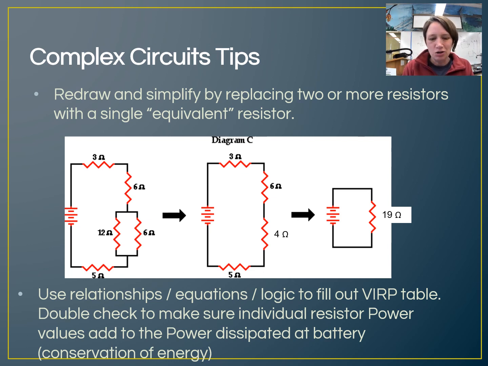At the very end, though, you do want to double check to make sure the individual resistance power values add to the power dissipated at the battery. That is going to be true no matter how complicated your circuit is, because that battery spits out a certain amount of energy and it all has to be used every second by conservation of energy.